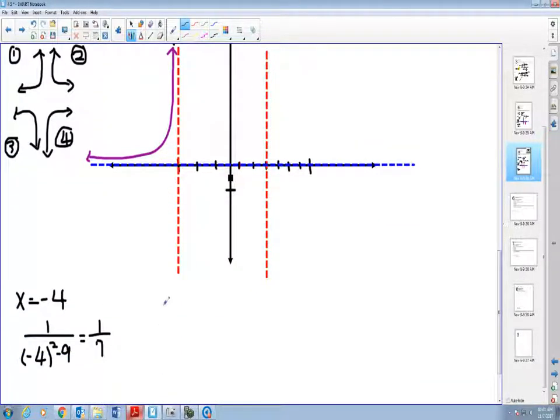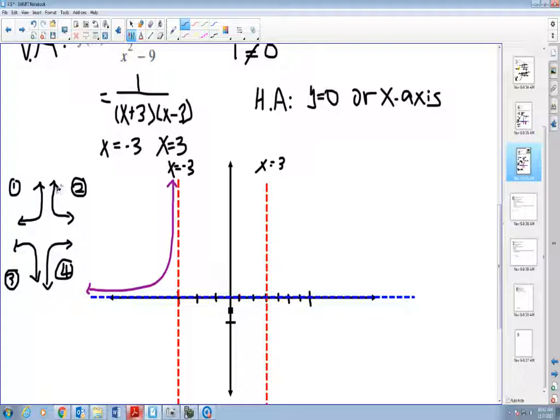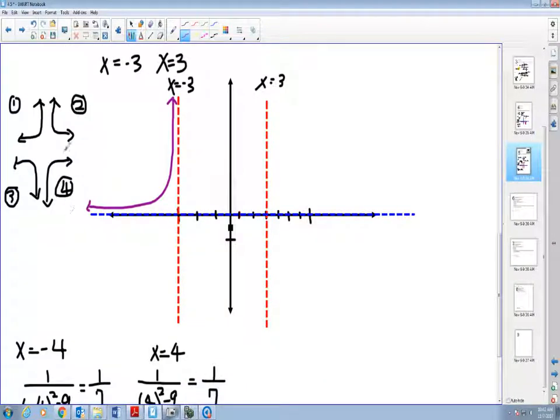Since I just plugged in a -4, now I'm going to plug in a +4. Pick a number to the right hand side of that vertical asymptote. So that will be 1 over 4 squared minus 9. Again, 4 squared is positive 16. Positive 16 minus 9 is positive 7. So again, this y value is positive, so that forced me to choose number 2. I can't choose 1 and 3, drawing it where it runs straight into the vertical asymptote. So my choices here are either 2 or 4. It turns out the y value tells me to pick number 2, because the y value is positive, so I have to stay above the x-axis.